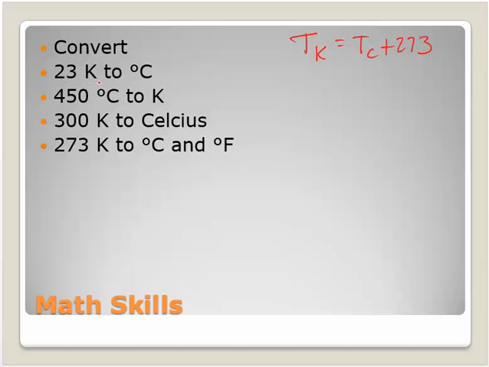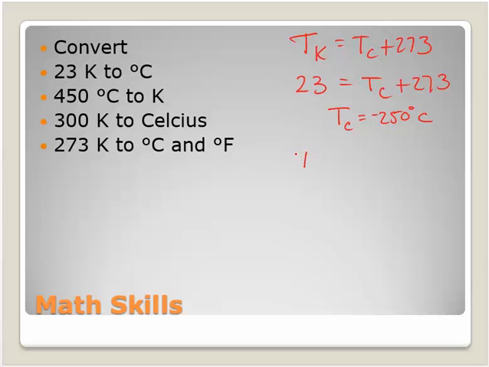The first one wants us to convert to Celsius. As you can see, we get negative 250 degrees Celsius. So when something's at 23 Kelvin, it is really, really cold. It's way below freezing.